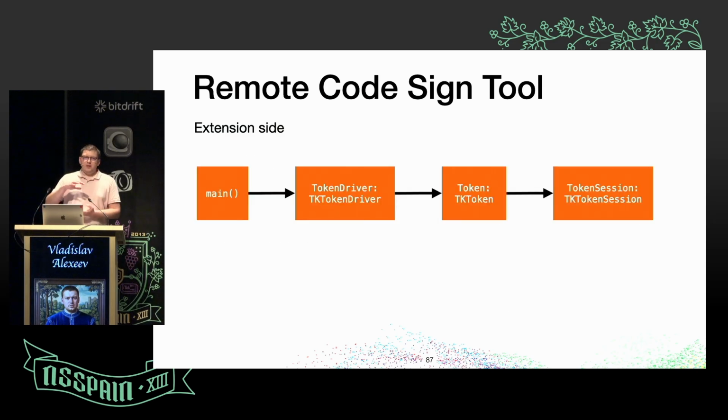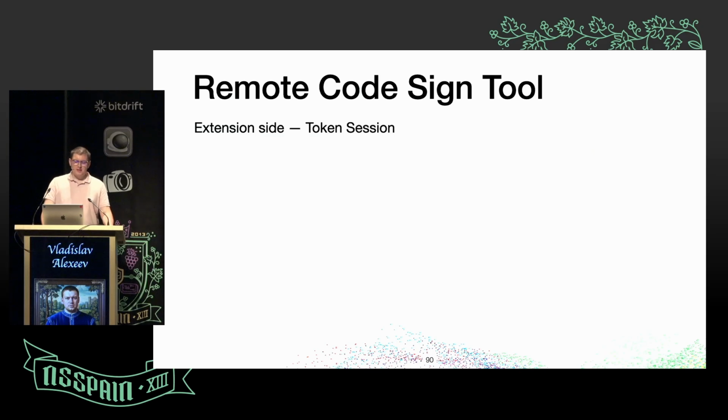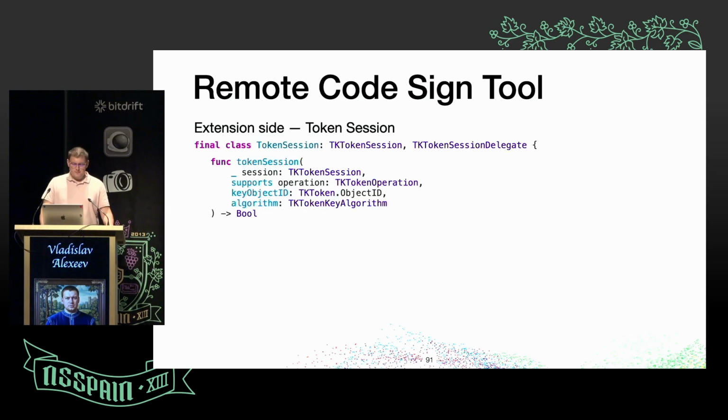The template that Apple provides for the extension target creates a bunch of files, two files, token driver and the token itself. You don't have to look into them. You have to only mutate the token session file, which is where the whole logic lives. And the token session is essentially the main delegate of the extension, right, where all the logic happens. You have to implement only two methods there.